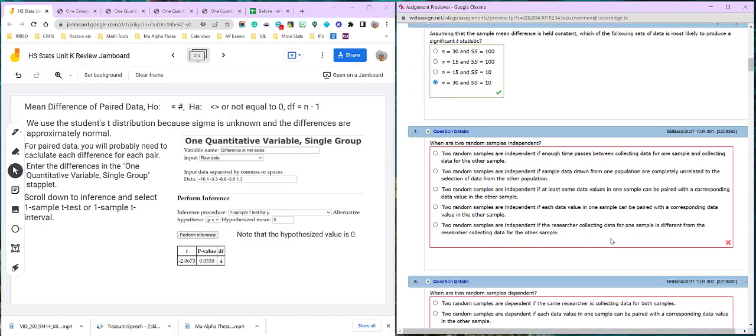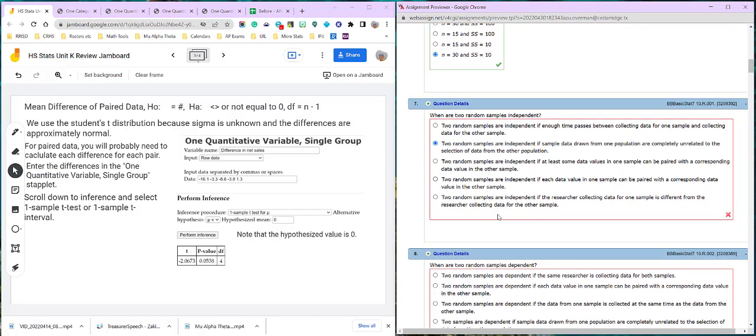Okay, when are two random samples independent? Basically, they should be independent if one does not affect the other. Let's see. Well, this is definitely not independent if each data value can be paired. It doesn't matter who the researcher is. If at least some data can be paired, no. If sample data drawn from one population are completely unrelated. So two random samples are independent if sample data drawn from one population are completely unrelated to the selection of the data from the other population.